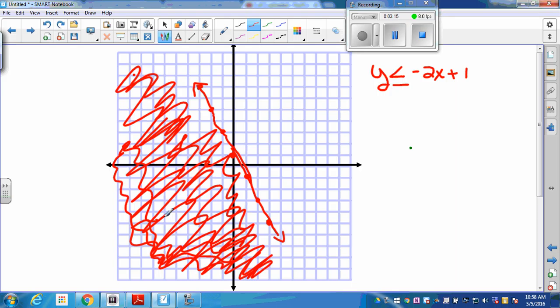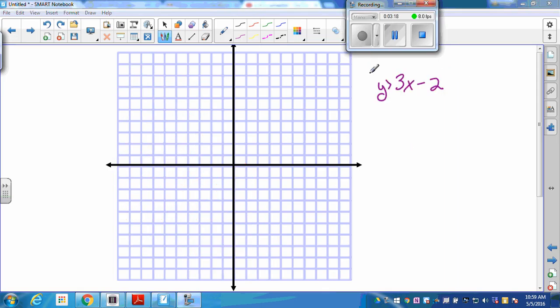Let's try another one. This time our inequality is y is greater than 3x minus 2. So again, let's get some points. Start with our y-intercept, which is at negative 2. Our slope is positive 3, which means I'm going to count up 3, 1, 2, 3 units, and go to the right 1. Up 3 to the right 1. Up 3 to the right 1. And now I'm going to go down 3, 1, 2, 3 to the left 1, down 3 to the left 1.